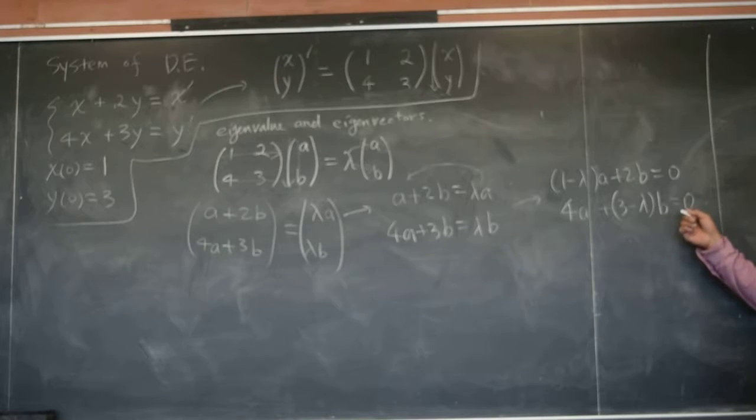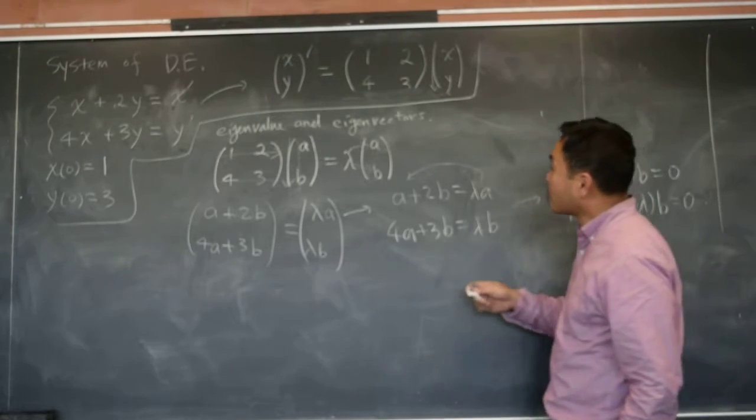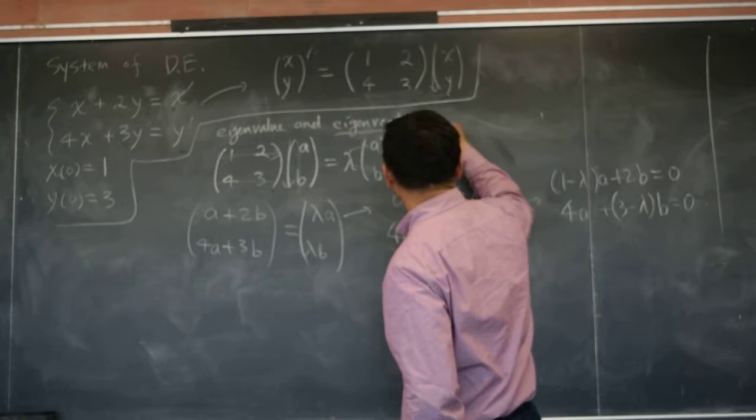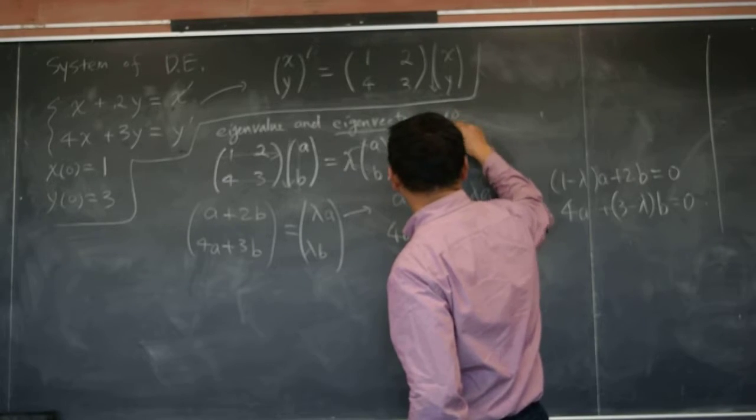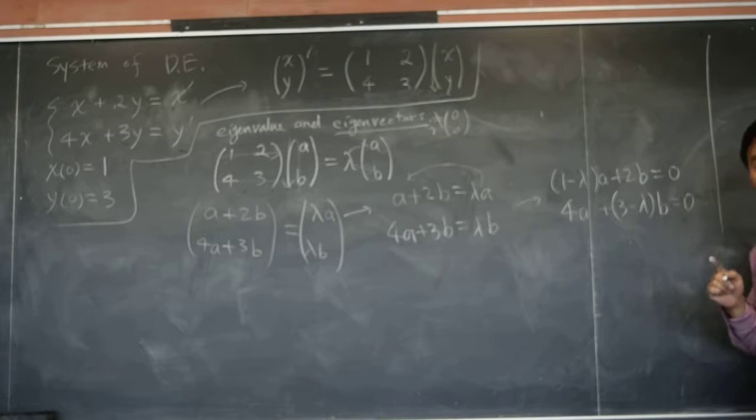We already know that there's a solution to this. What is it? 0, 0 is the solution, right? So there's a trivial solution to this equation. But we are not interested in the trivial solution. So when we say eigenvectors, this is not allowed to be the 0, 0 vector. At least one of A or B has to be non-zero. That's the first condition. We want non-trivial.